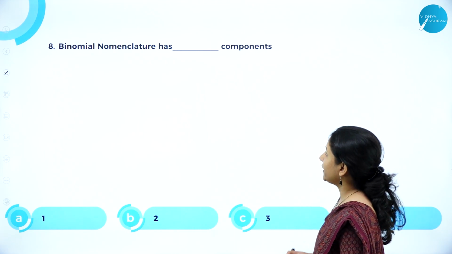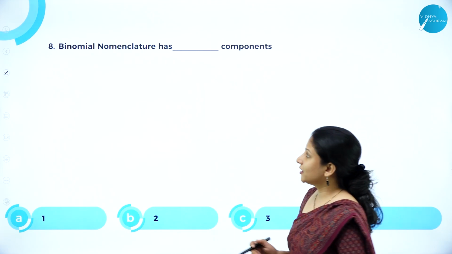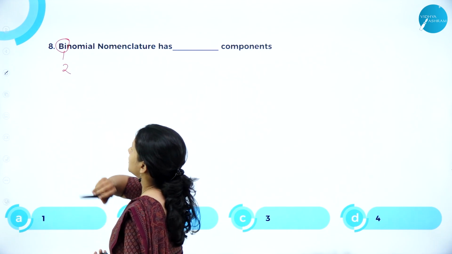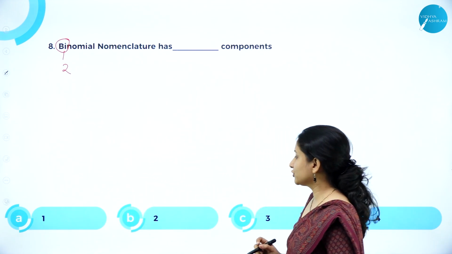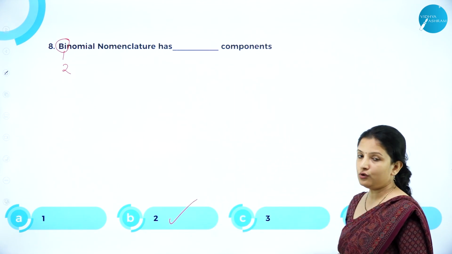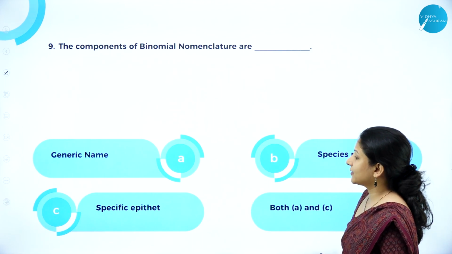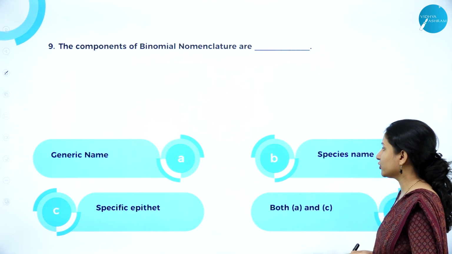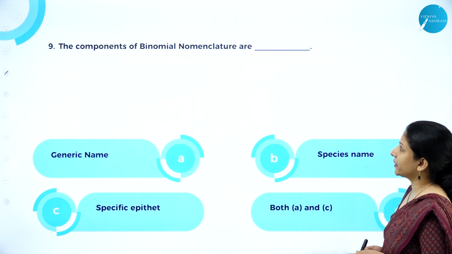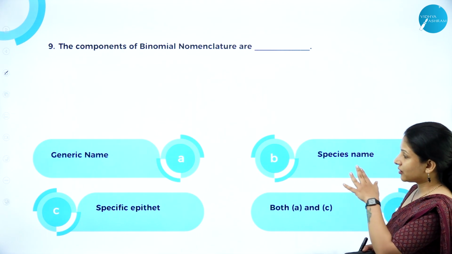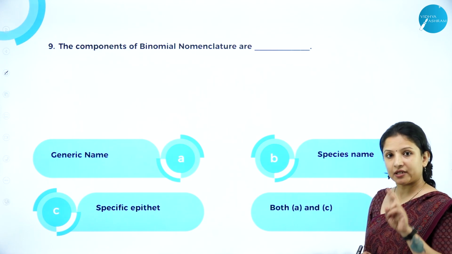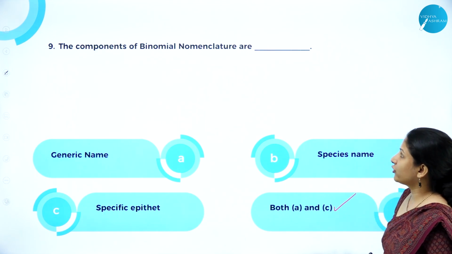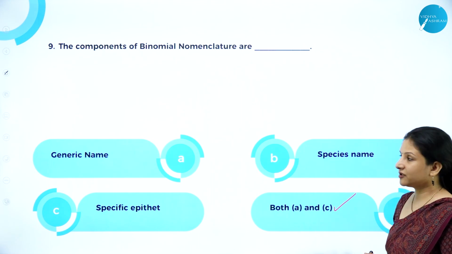Moving on to the next question. Binomial nomenclature has two components. Here, binomial nomenclature has two components, right? Why? Because bi means it is two. So binomial nomenclature has how many components? 2 components. So the right answer here is B. The components of binomial nomenclature are the options here: generic name, species name, specific epithet, both A and C. Right? The components of binomial nomenclature means 2 components should be there. You cannot only write either generic name or specific epithet. Both should be there. So therefore, what is the right answer here? Both A and C. The components of binomial nomenclature are generic name and specific epithet.